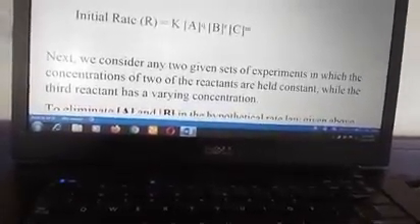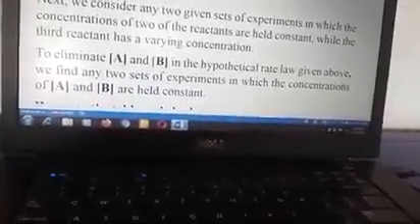So since we have three reactants here, we have to look out for any two given sets of experiments in which two of the reactants have constant, that is unchanging, concentration, while the third reactant has a varying concentration. So to eliminate reactants A and B in the rate law given above, we will find any two sets of experiments in which the concentrations of A and B are held constant. So we'll go back to the table and find any two sets of experiments whereby the concentrations of A and B are held constant.